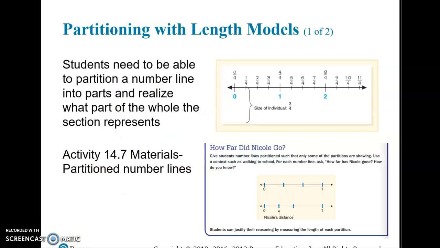Students need to be able to partition a number line into fourths and realize that each section is 1/4. So if you have a number line from 0 to 1, 1 to 2, and so on, you break it into 4 equal spaces if it's fourths. So you have 4 spaces, not 4 lines.